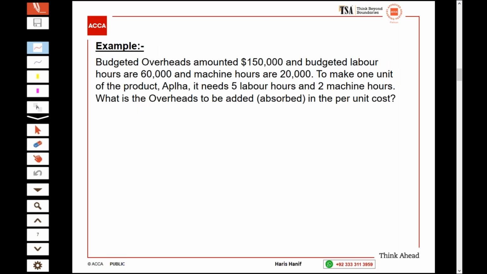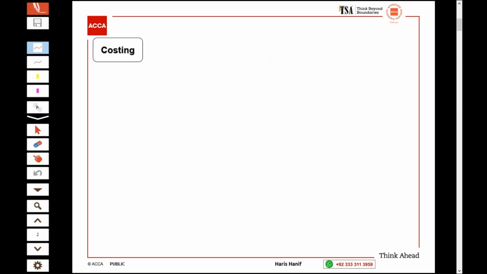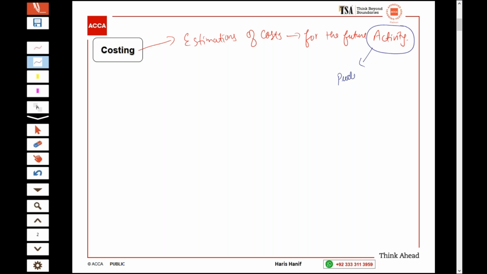All right. So first of all, let's discuss what costing is. Basically, the word costing means estimation of costs for the future activity. Now see, activity can be anything. Activity can be production. Activity can be marketing. Activity can be services. Activity can be trading. Activity can be renovating your factory, XYZ. Any kind of activity on which cost will be incurred and you are supposed to estimate the cost, the process is known as the costing.